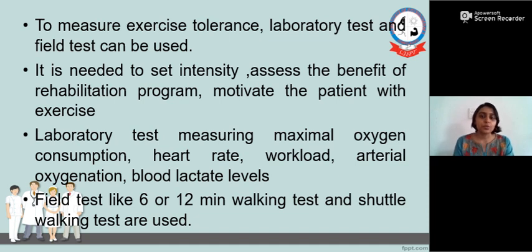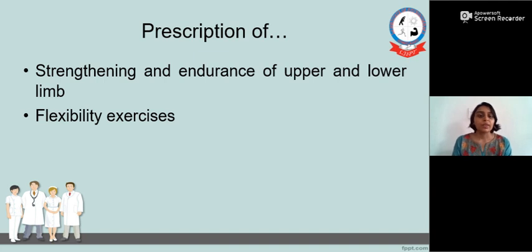To measure exercise tolerance, laboratory tests and field tests can be used. They are needed to set intensity, assess the benefit of the rehabilitation program, and motivate the patient with exercise. Laboratory tests measure maximal oxygen consumption, heart rate, workload, arterial oxygenation, blood lactate levels, etc. And field tests like the 6 or 12-minute walking test or shuttle walking test can also be used. And that way we can set the goal.